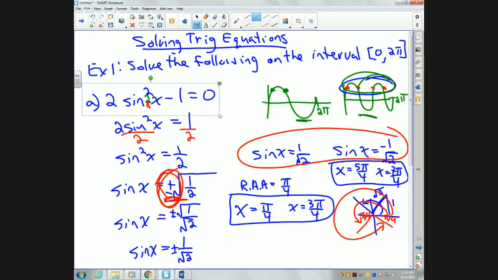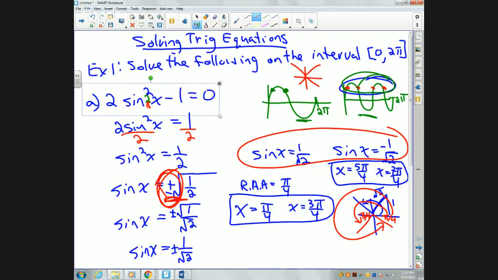two answers. The other reason why we get more than two answers is that there are two values where sine is equal to positive 1 over root 2, and there are two values where sine equals negative 1 over root 2. It was just an example to show this.